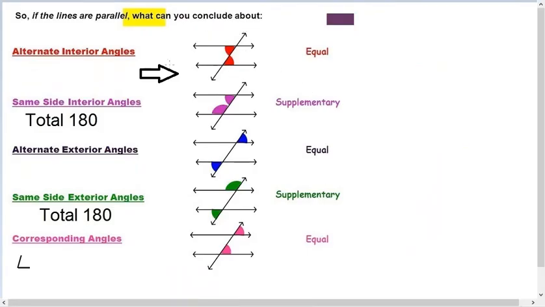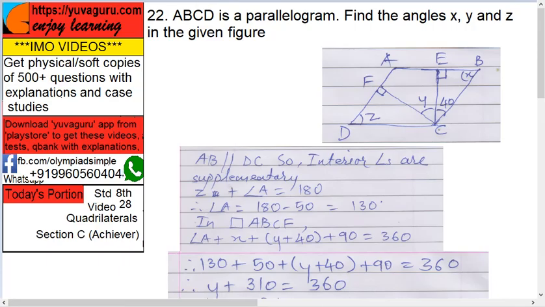See, for any two parallel lines, these are all the angles. Alternate interior angles, we call them alternate, they are equal. So same side interior angles, this is what we want in our case. They are inside the two parallel lines and on the same side of the transversal, and they are supplementary. Total is 180. Then alternate exterior angles, these are alternate angles but on the outside of the parallel lines. Same side exterior angles are similar to same side interior angles, but they are on the outside of the parallel lines, and corresponding angles are equal. Okay, what we want now is these interior angles, this part.